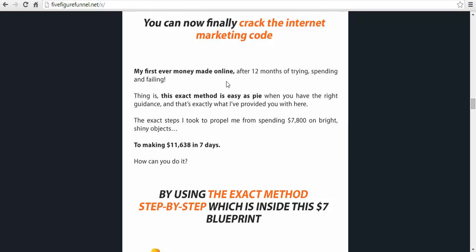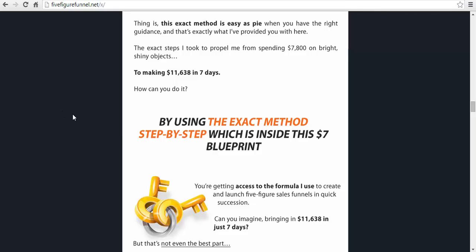So now what we're going into is the promise. My first ever money made online after 12 months of trying, spending and failing. Thing is, this exact method is easy as pie when you have the right guidance, and that's exactly what I've provided you with here. The exact steps I took to propel me from spending $7,800 on bright shiny objects to making $11,638 in 7 days. How can you do it? By using the exact method step by step, which is inside this $7 blueprint.